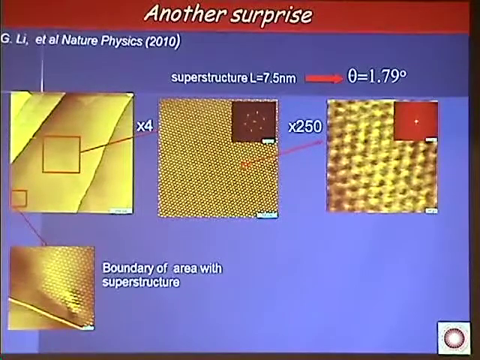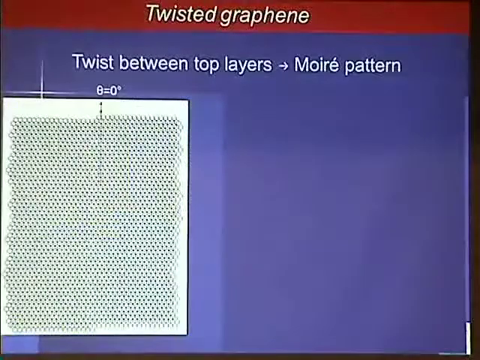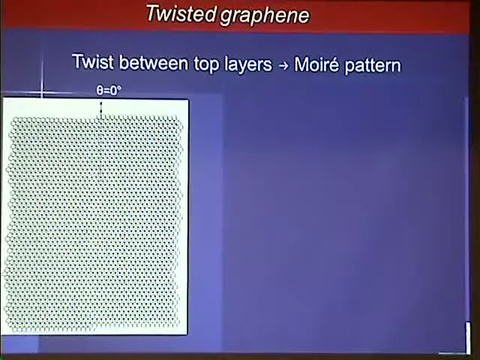Then we saw that if we get off this step here, we see the normal behavior. We see the atomic resolution. So what is going on here? I'm going to show you an illustration. We figured out eventually that what we're looking at is Moiré patterns. Let me tell you what Moiré patterns are.